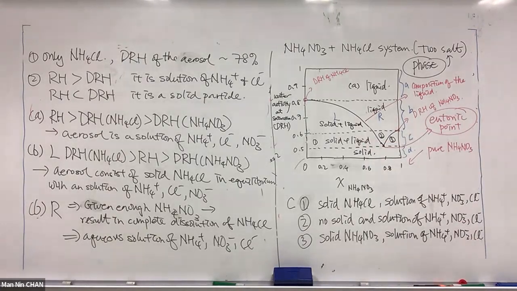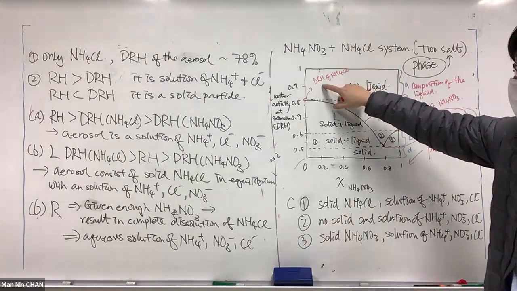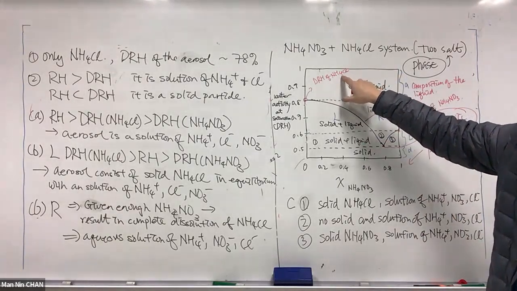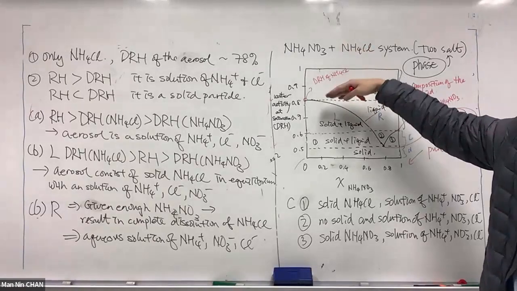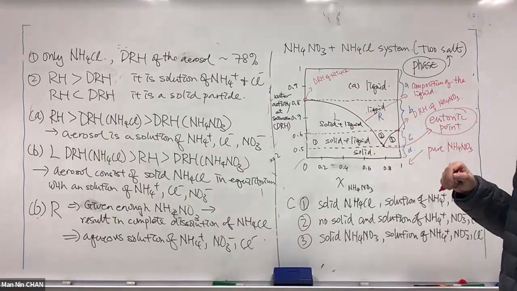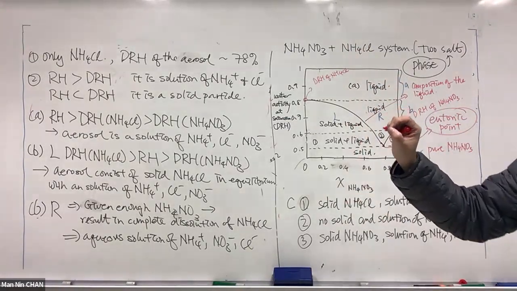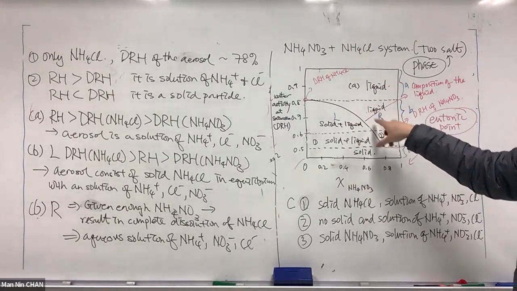Do you have any questions so far? I think it's easy to understand. Just above the DRH of the ammonium chloride, it's basically an aqueous phase. Below this eutonic point, it's just a solid phase. In between, it depends on your composition.